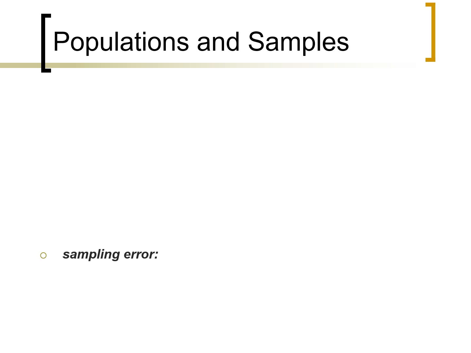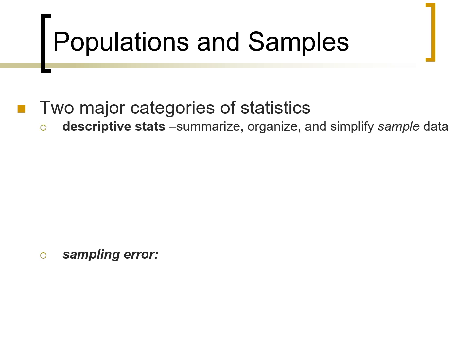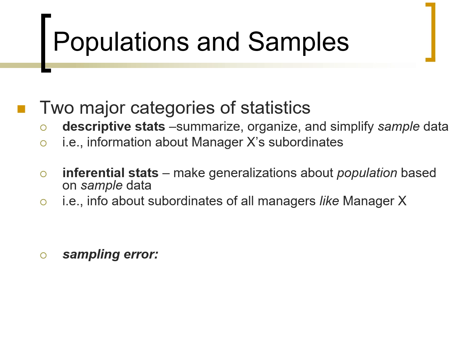Continuing on this distinction between populations and samples, we have two primary categories of statistics. First of all, we have descriptive statistics, and this simply goes to that bottom part of the circle from the previous slide. We have our sample. Descriptive stats tell us about that sample. So for example, if we have manager X and the people who work for manager X, we can get descriptive stats to talk about and organize and make inferences about what's going on with this particular manager's subordinates.